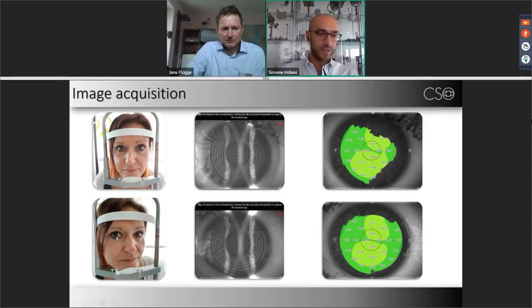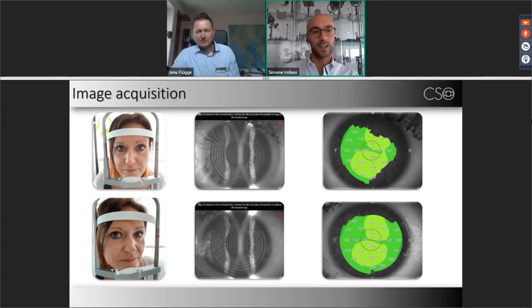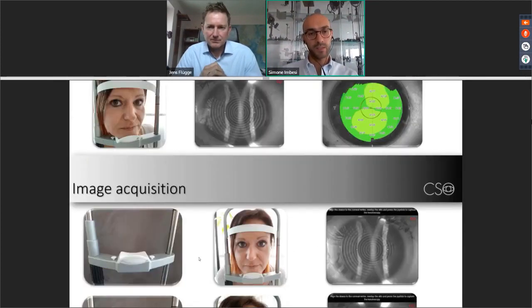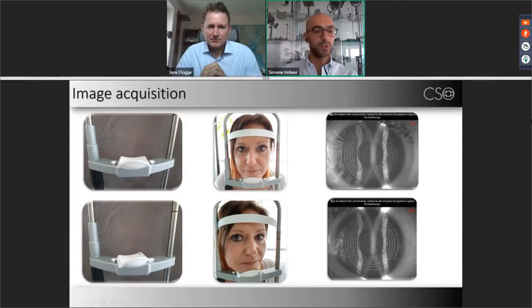If you are acquiring the right eye, you have to ask him to turn his head to the left. It is easy to remember this because you always have to think of the opposite. Right eye, you turn the head to the left. Left eye, you turn the head to the right. And using this simple trick, as you can see, you can get full coverage of the placido disc, so a good topography map.